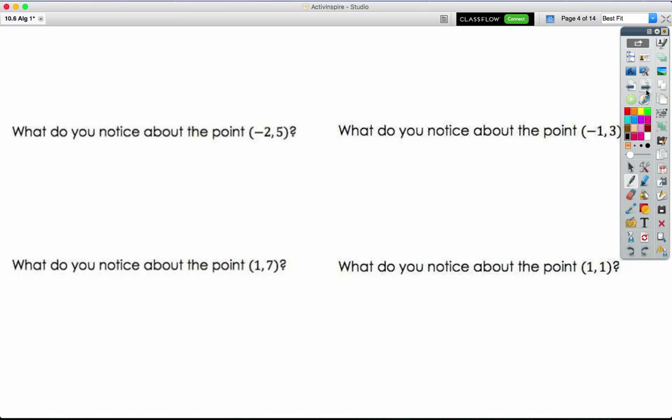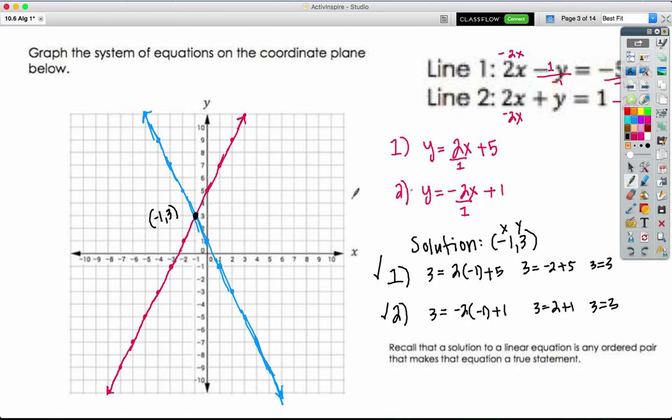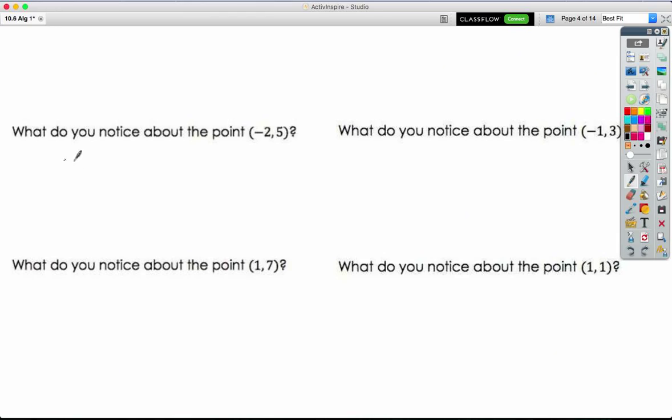They're asking us what we notice about the point -2, 5. So let's look at the point -2, 5. -2, 5 is on the equation of line 2. So it is a solution to the equation for line 2. So it is on line 2.